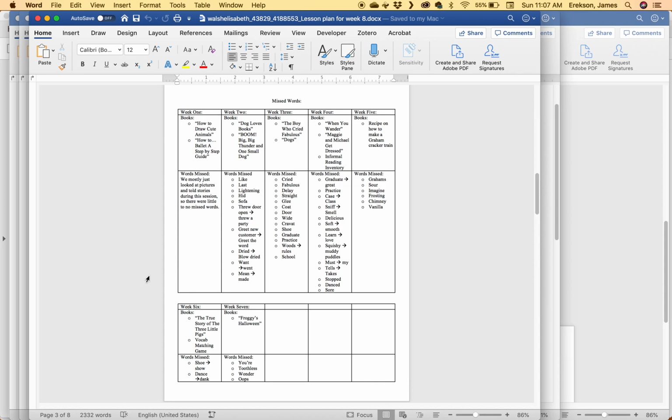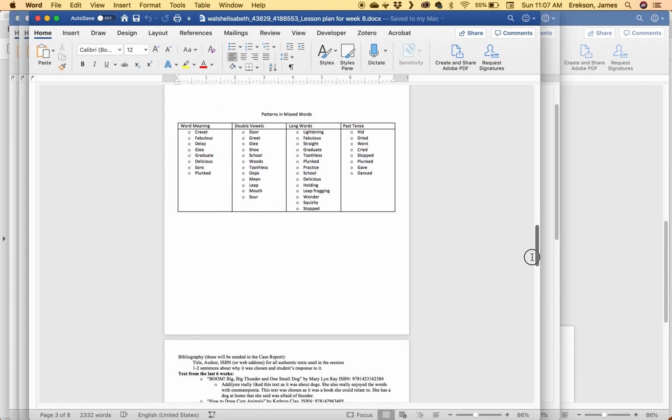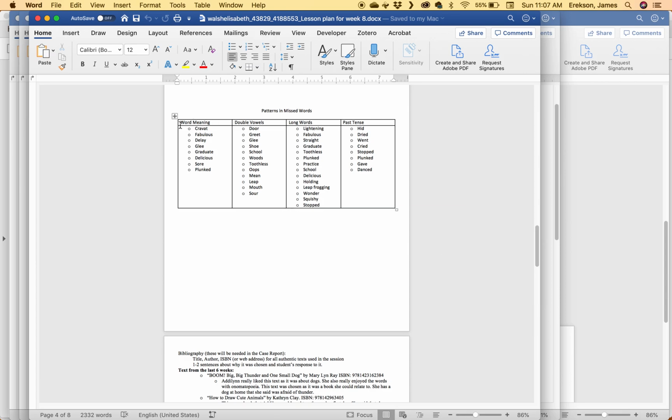So here is Elizabeth's catalog, and she's actually cataloging it by week so that she has a sense for, in an individual week, what did I see happening, and then she took this later and started to use highlighters to color code this list so that she could look at it, and then she pulled all of that together into this table of patterns in the missed words. So word meaning, double vowels was a key problem for this student. Long words, past tenses. Excellent, excellent word catalog.